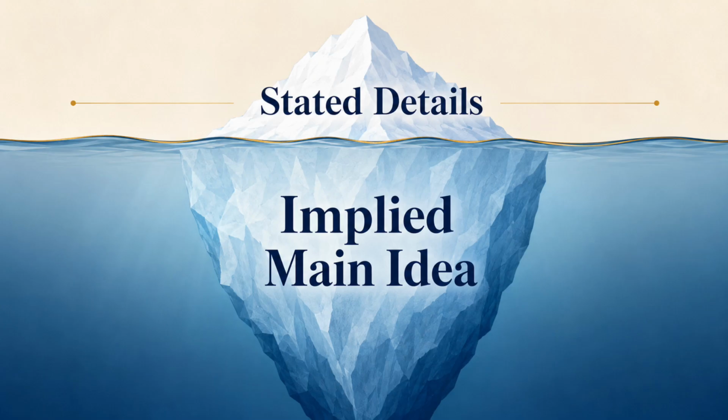An implied main idea is a main idea that is suggested but not directly stated. Sometimes the author gives many supporting details but never says the main point directly. In that case, readers must infer the main idea. Let's look at this example.